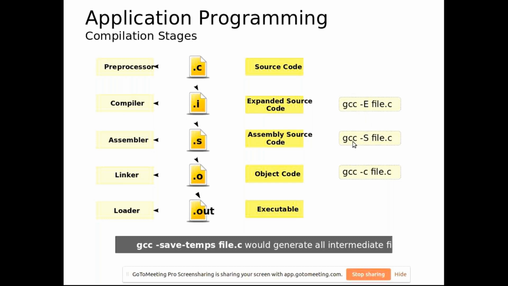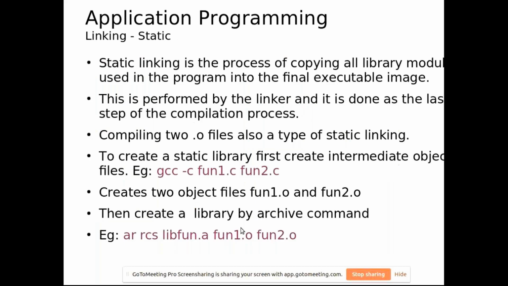So now comes static linking. Static linking is the process of copying all library modules used by the program into the final executable image. This is performed by the linker and is done as the last step of the compilation stage. So compiling two .o files is also a type of static linking. To create a static library, first create the intermediate files, and this is the command which is used to create the library.